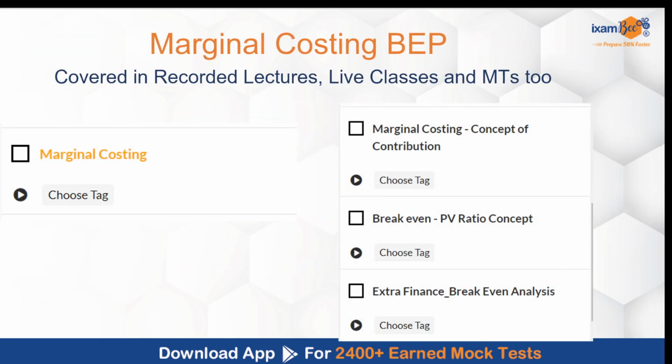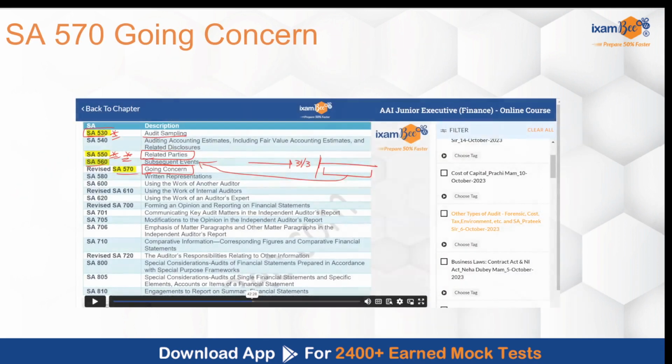Moving to the cost accounting part, as I stated, a marginal costing related conceptual question was asked, and there was also a numerical related to the break-even point. Break-even point numericals are well covered by iExamB through classes, through videos, through a lot of practice numericals given in any exam. As I stated, this is a very important topic for any of the finance accounts exams.